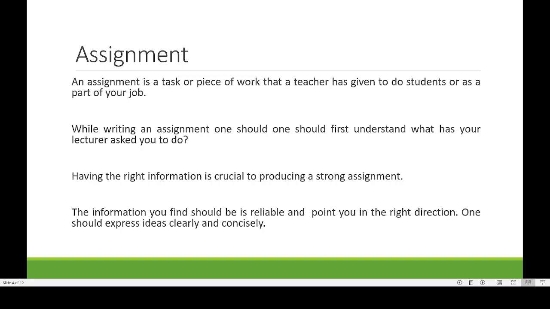If you have taken some information from the internet, give the reference appropriately at the end of your assignment. Then you are safe. So don't blindly copy some sentence and put it as your own. Then only you will be in trouble. Whenever you are taking some information, always give the credit to the original author of that sentence. That information should be reliable and point you in the right direction.